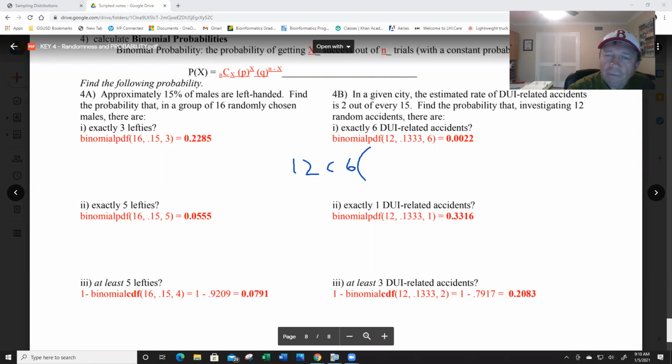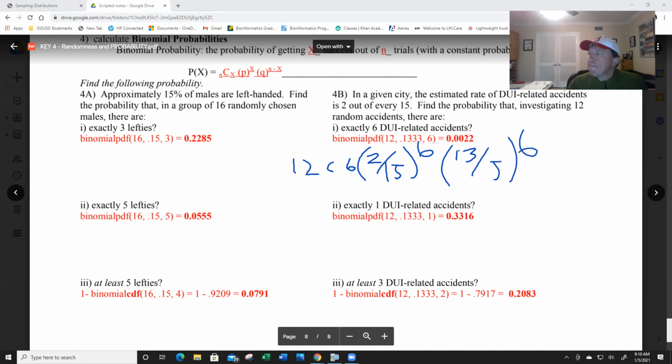Times 2/15, which is, by the way, 0.133. 2/15 to the 6th times 13/15 to the 6th as well. Now, again, the features of this to remember are that this number right here, 6, and this number right here, they have to equal n, which I'm circling, that's 12, okay? And then these two are complements, and I've written one of them wrong. I'll get it. I was just missing a 1. 13/15. There we go. That's better.